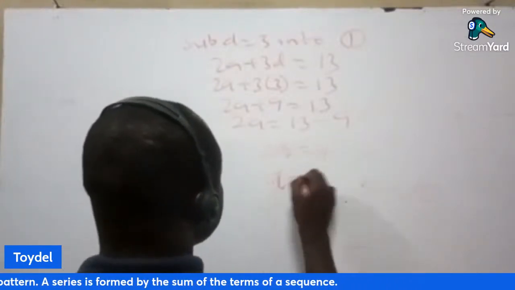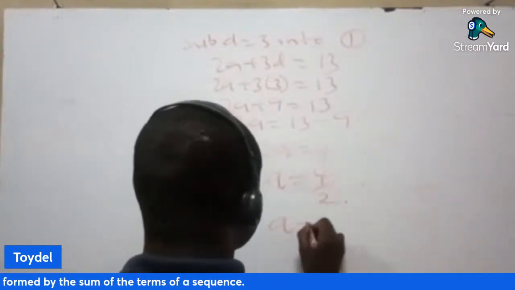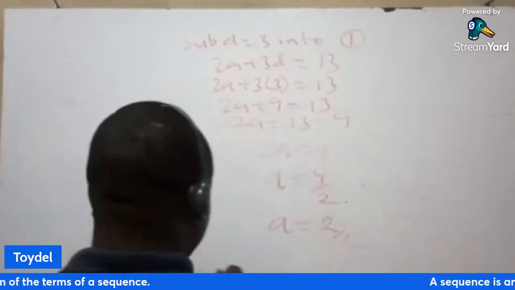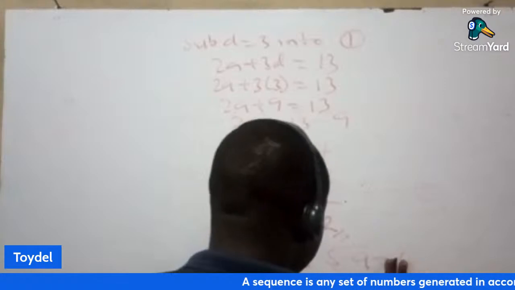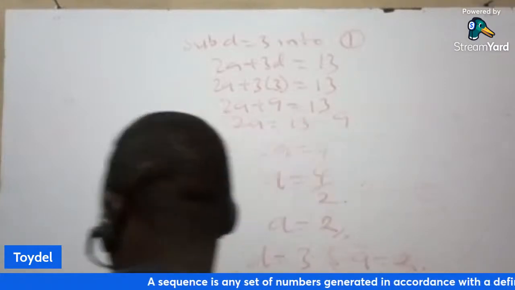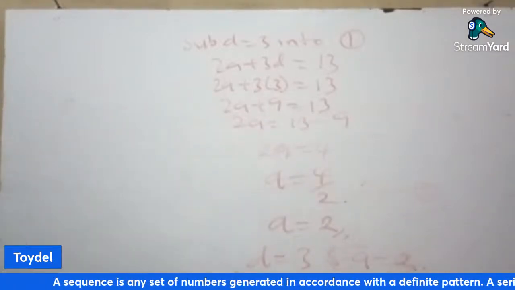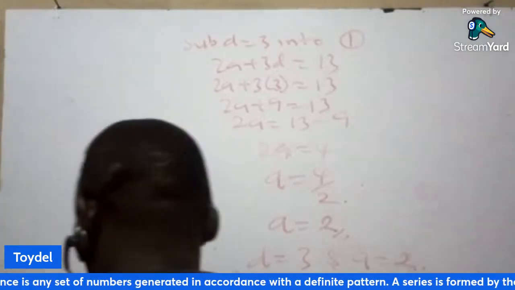Then a is equal to 4 divided by 2. So a is equal to 2. Therefore, d is equal to 3 and a is equal to 2. And that is what we are asked to find.